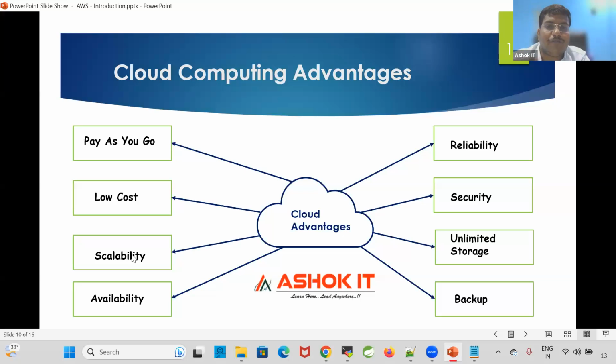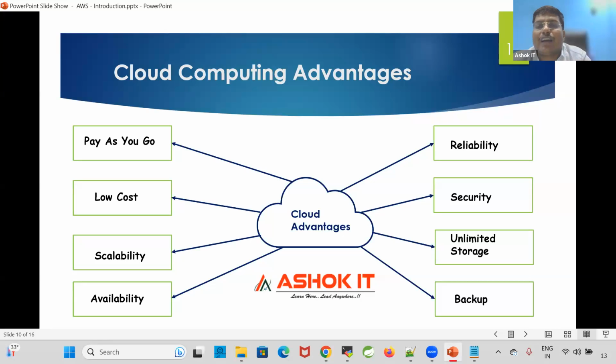Scalability. Within fraction of seconds, you can increase your infrastructure and you can decrease your infrastructure. I need 100 computers. Within 1 minute, you can get 100 computers from the AWS cloud. I don't need my computers. Within 1 minute, you can remove your infrastructure. Within 1 minute, you can create the infrastructure. Within 1 minute, you can increase your infrastructure.